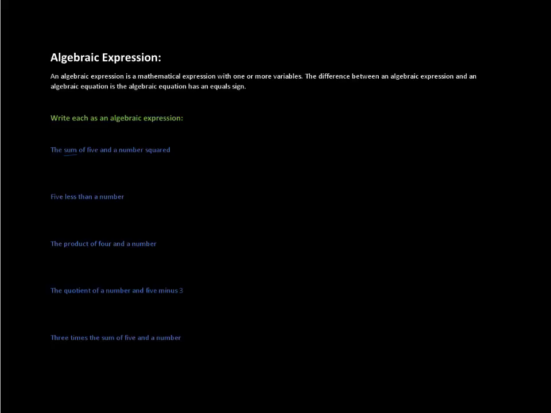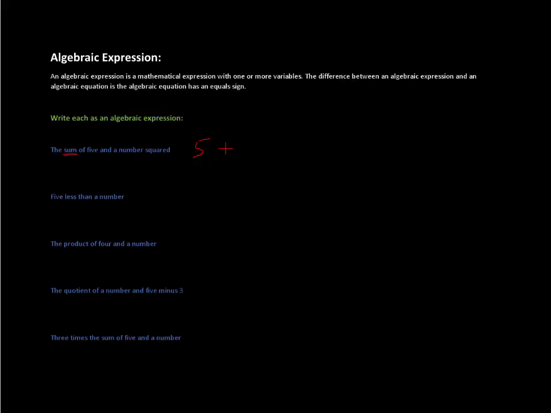So the first one says the sum of 5 and a number squared. Well, first of all, let's look at the word sum. We know sum means add. So we know this is an addition. So what we're going to do is just do it right in order. The sum of 5, so we'll write our 5, and wherever you see the and, that's where we would put a plus sign because we're doing sum. So 5 plus a number squared.